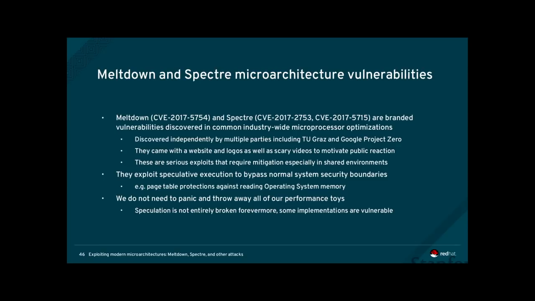These vulnerabilities, and there are CVE numbers there, are branded vulnerabilities that were discovered in common industry-wide optimizations of the techniques I just described. There's nothing inherently wrong with branch prediction or speculation or out-of-order machines. They're all good ideas. The problem is that some implementations have been found to be vulnerable to side-channel analysis.